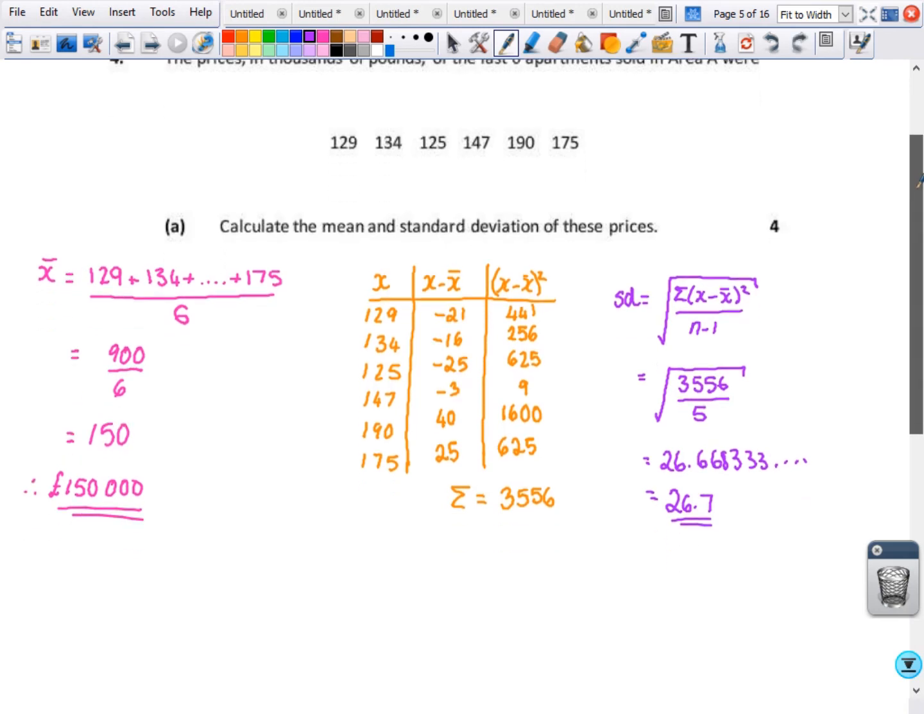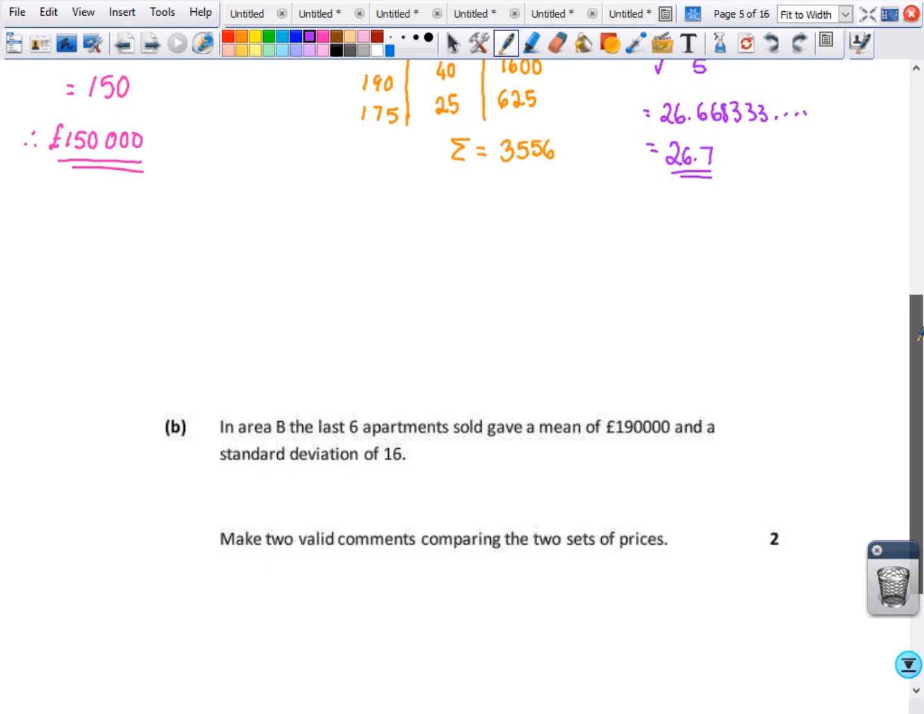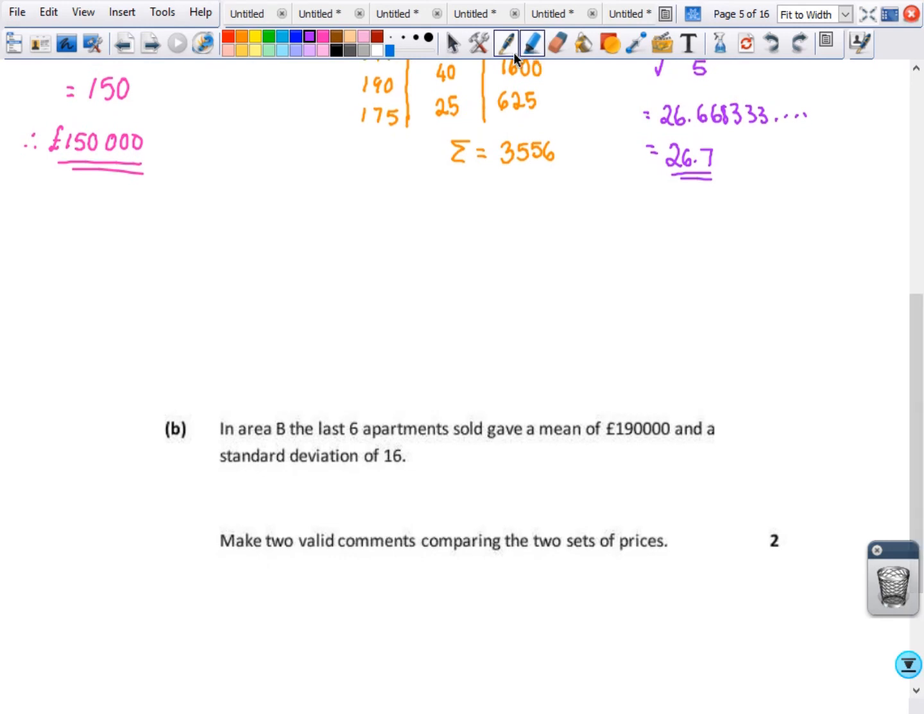Okay, let's see. Is there a wee part B here? Yes, there is. Okay. So I'm going to just scroll it down so that you can still see my answers from part A. This is your mean here. And this is your standard deviation. Let's just fill that in. That means we can see everything on the board at the one time. Okay, so in area B, the last 6 apartments sold gave a mean of £190,000 and a standard deviation of £16. And what you're being asked to do is make 2 valid comments comparing the 2 sets of prices.